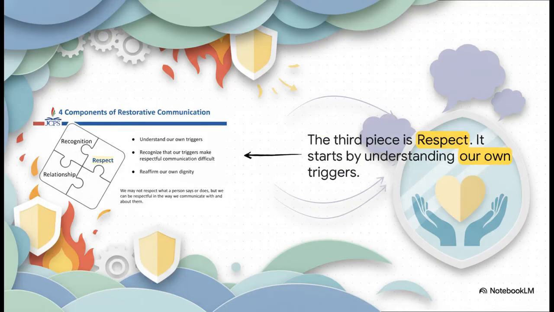Okay, time for our third piece, respect. And you know what? This one starts by looking in the mirror. To be truly respectful, especially when things get tense, we have to understand our own triggers. By recognizing what pushes our buttons and taking a second to reaffirm our own dignity, we can choose to communicate with respect, even when we completely disagree with what someone is saying or doing.